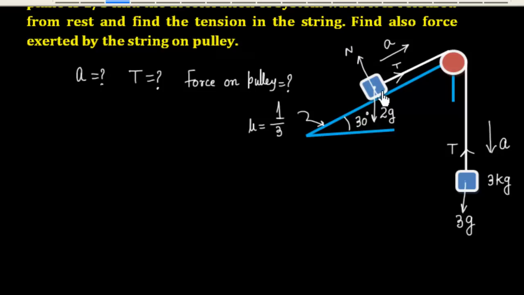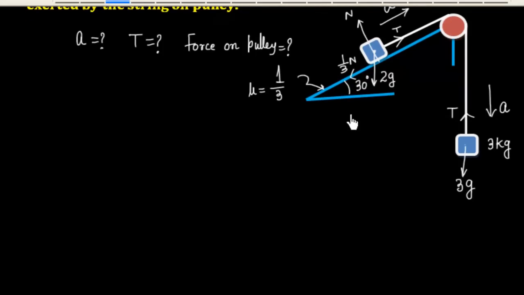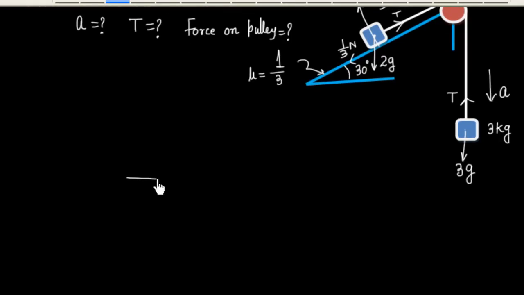Now there is a friction force. Since this block is going up, friction will try to oppose the motion, so the friction force will come in the downward direction, and it is equal to mu times n, and mu is 1 by 3. Now to write equations, we will break this 2g along the incline as well as perpendicular. 2g will have one component in this direction and one component in this direction. So let us make a separate diagram for 2g.